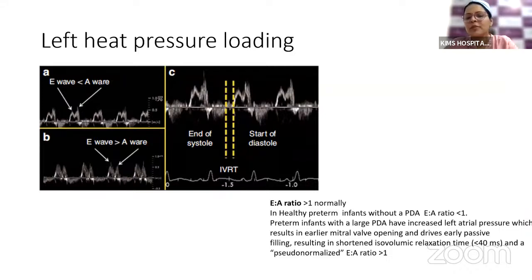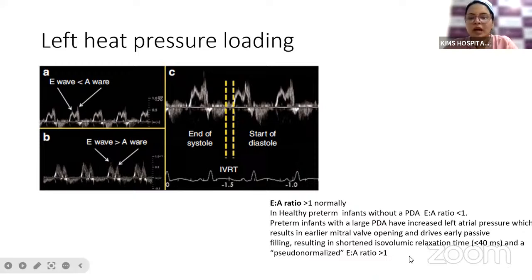Left heart pressure loading can be assessed by the mitral E by A ratio, which is the ratio of the transmitral flow, E representative of passive filling of the ventricle and A representative of filling during the atrial contraction. Normally, E by A in most healthy individuals will be more than 1 because more filling of the ventricle occurs during the passive filling phase. But in healthy preterm infants, because of the poor left ventricular diastolic function or compliance, the E/A ratio will be below 1. Because it is more dependent on the atrial contraction or atrial systole for filling of the ventricle, the E/A ratio will be less than 1.